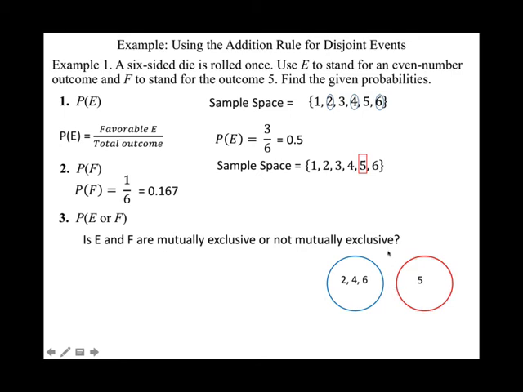So you can see this picture. This is going to be disjoint. So this is a mutually exclusive event. They can't happen at the same time. So when we apply the addition rule, I just need to add up these two probabilities. What is P of E? We have 3/6. What's P of F? That's 1/6. All right, add it up. So you should get 0.667.